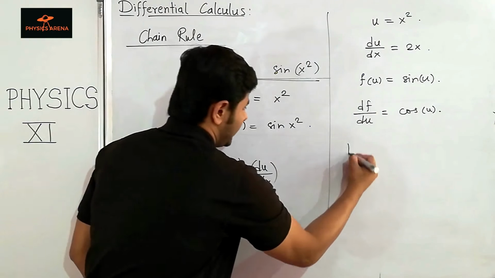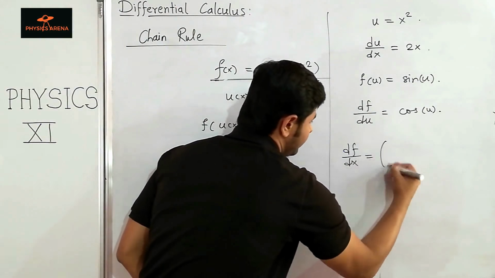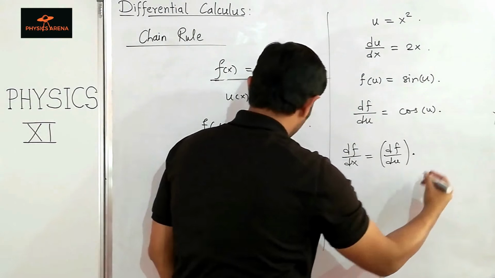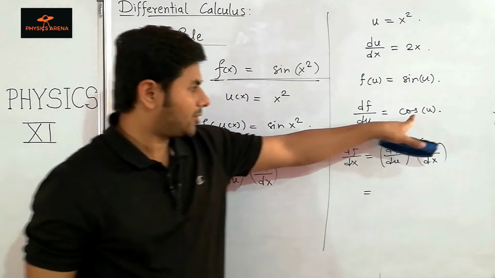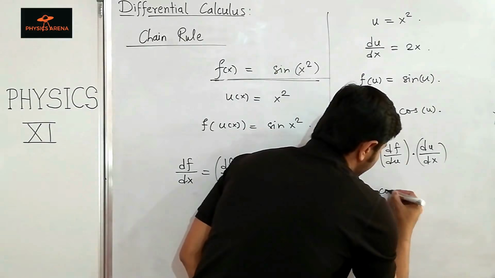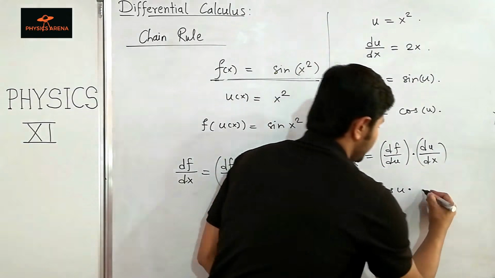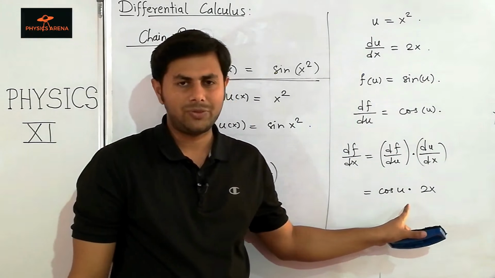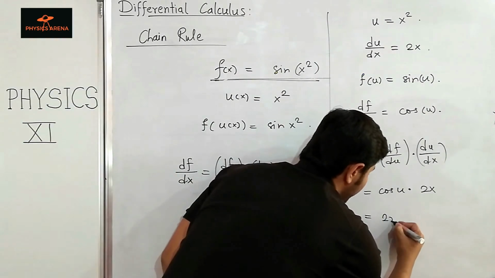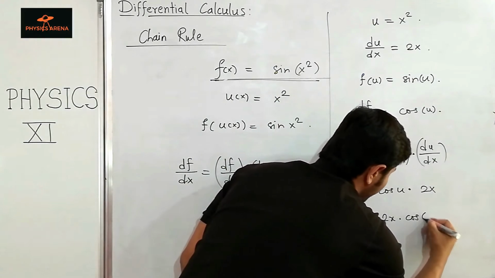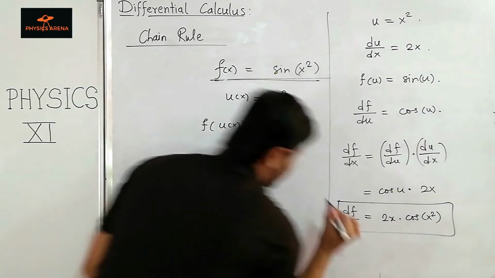What will be df by dx? So df by dx is df by du multiplied by du by dx. So df by du is just cosine u multiplied by du by dx. We found here it is 2x. And let's just substitute the value of u, and the value of u is x square. So we get 2x into cos of x square. So this is how we find the derivative of composite functions.